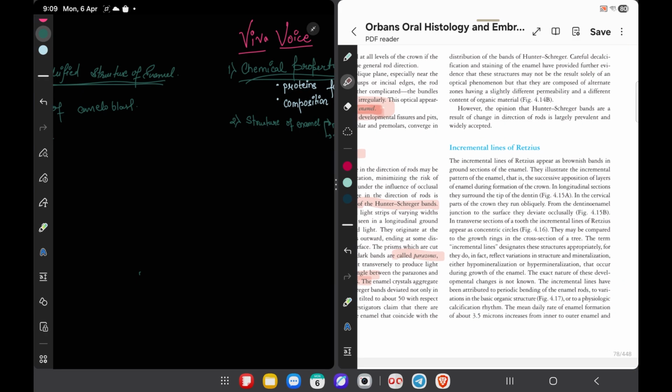Now, Hunter-Schreger band, incremental line of Retzius. We have talked about the incremental line of Retzius that we see in enamel rods. They are very important as they demonstrate the formation of enamel, the time period of formation of enamel. There is this neonatal line which separates the primary enamel formation from the secondary enamel formation. So this is also one of the hypocalcified structures of the enamel.